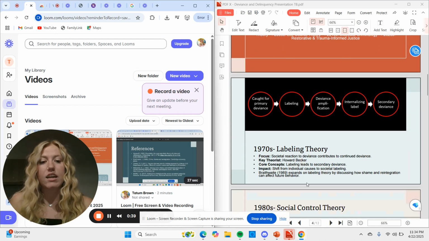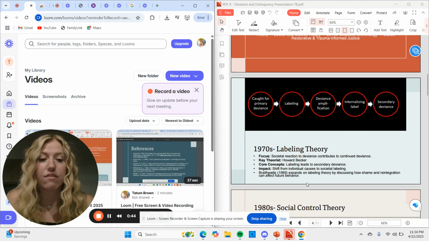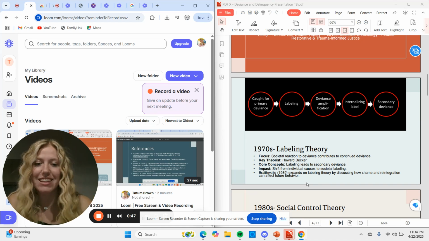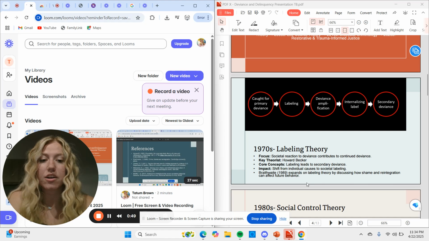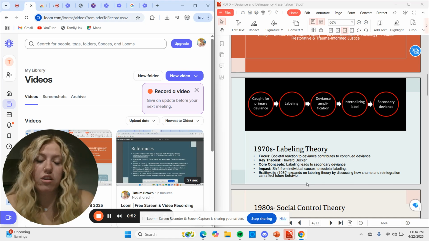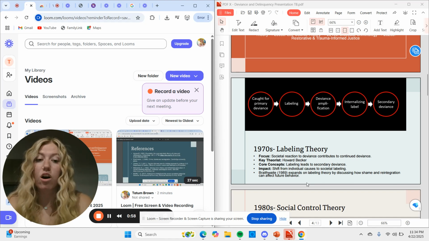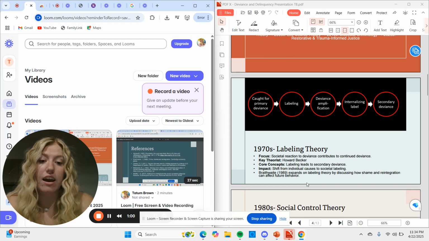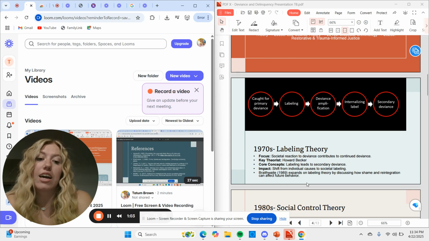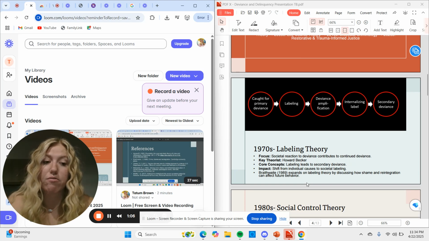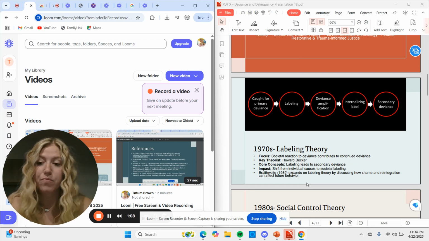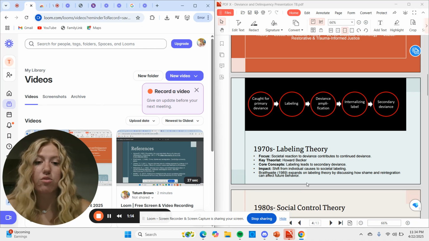So in the 1970s, that is labeling theory, where the main focus is that societal reaction to deviance contributes to continued deviance, and the key theorist is Howard Becker. Core concepts are that labeling leads to secondary deviance, and the impact is a shift from individual causes to societal labeling. Braithwaite expands on labeling theory by discussing how shame and reintegration can affect future behavior. I have this little visual that shows the labeling theory above.